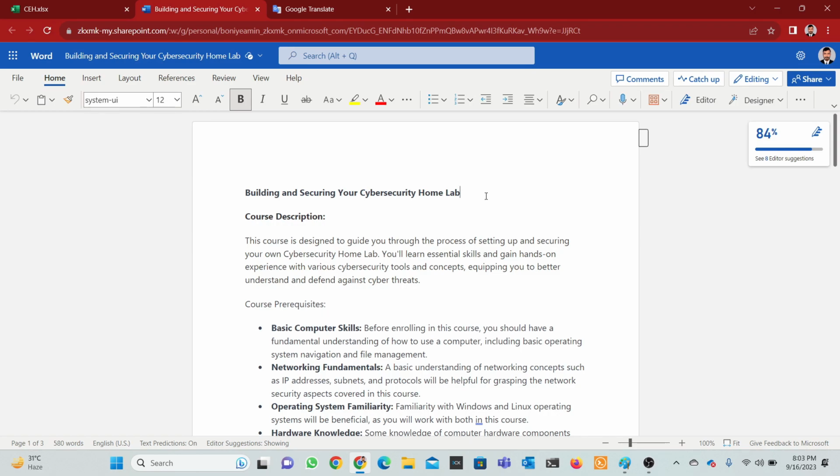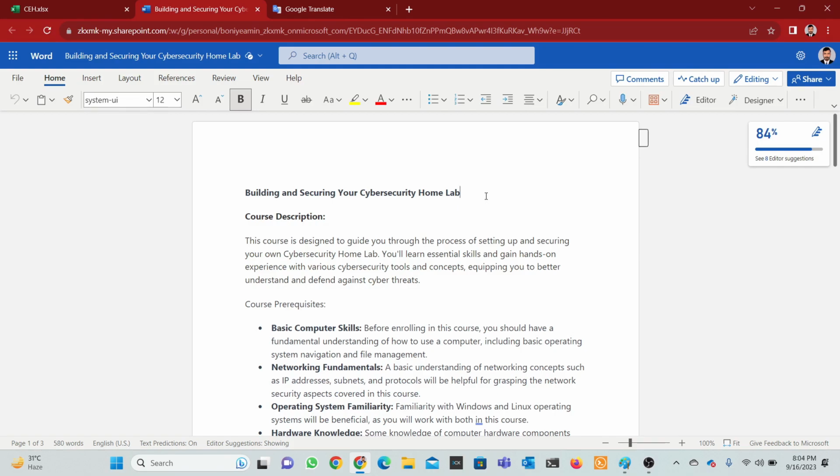At first, I want to discuss the course description. What is this? What is our learning purpose? This course is designed to guide you through the thought process of setting up and securing a cybersecurity lab. When you study cybersecurity, at first you need to know the cybersecurity lab. So we will learn essential skills and gain hands-on experience with various cybersecurity tools and concepts, for a better understanding and to defend against cybersecurity threats.